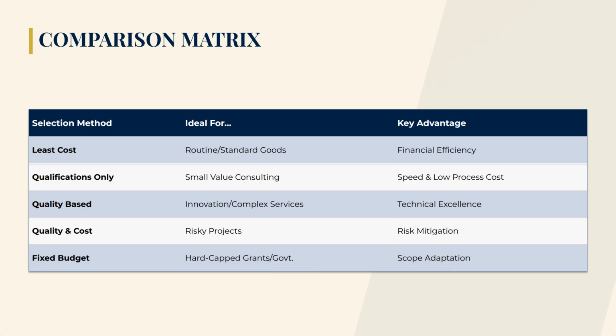Use least cost for routine goods to maximize financial efficiency. Use qualifications only for small value consultancies to save time. Use quality based when technical execution is your primary risk. Balance them with quality and cost for major corporate rollouts. Document a single source when patents leave you with only one option. And use fixed budget when your funding has a hard, unyielding ceiling.